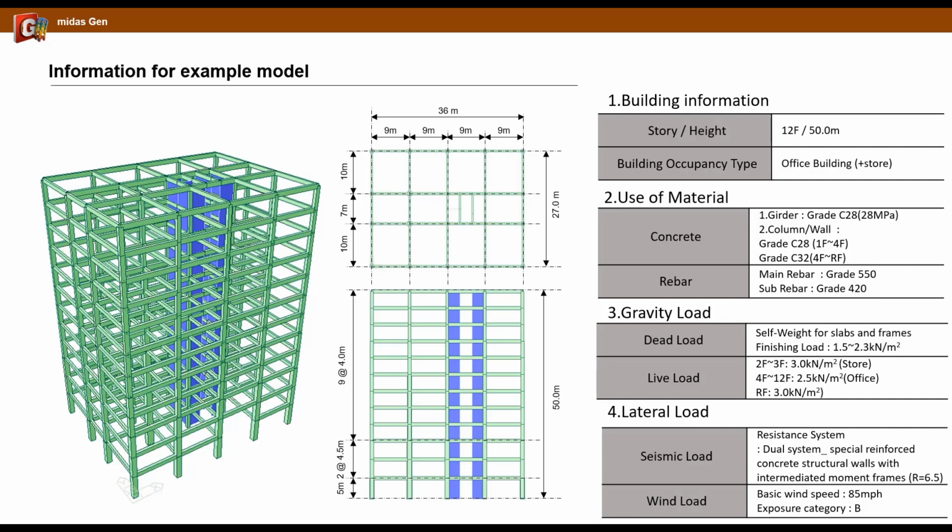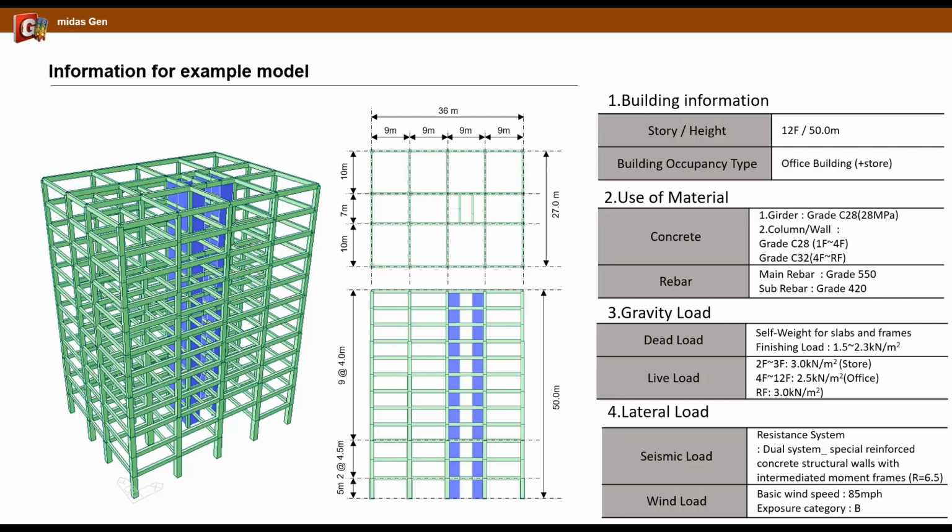A customary standard was used for materials, and grade 550 and grade 420 were used for deformed bars. In the case of concrete materials for vertical members, grade C32 was used for the first to fourth floors, which are the lower floors, and grade C28 for the upper floors. In the case of gravity load, it was referred to the reference standard ASCE 7. Lateral load also referred to the ASCE 7 code.